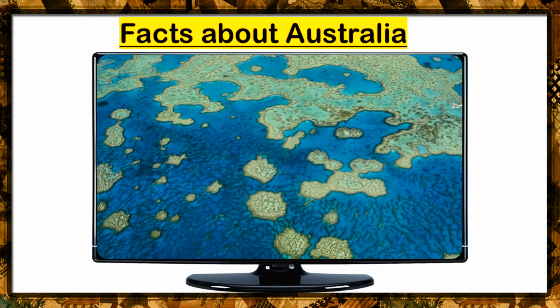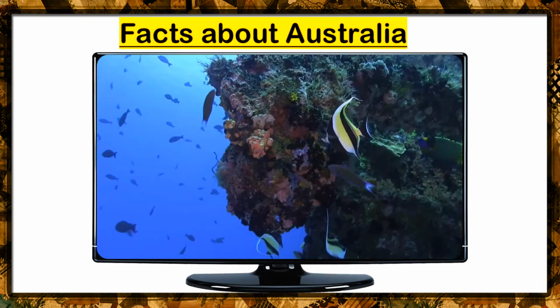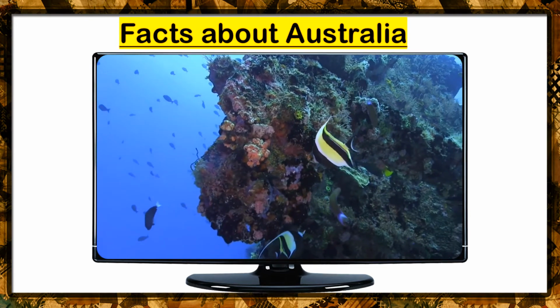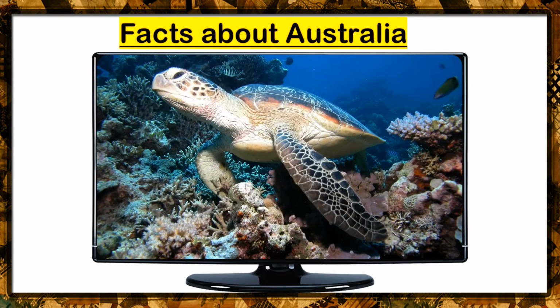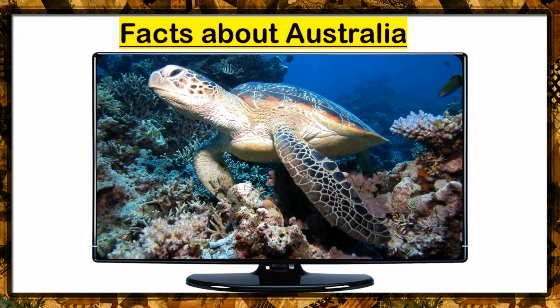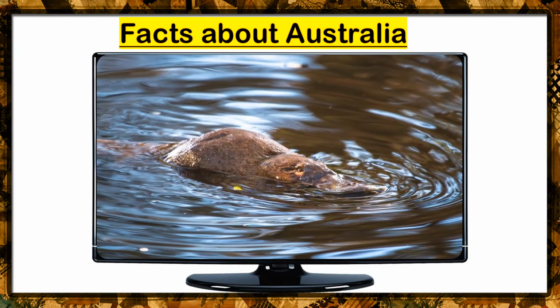There is a large area of coral under the sea in Australia called the Great Barrier Reef. This beautiful underwater paradise is home to some amazing, colourful and rare creatures. Wow! Whether you're on the land or under the sea, Australia certainly has a lot of incredible animals.